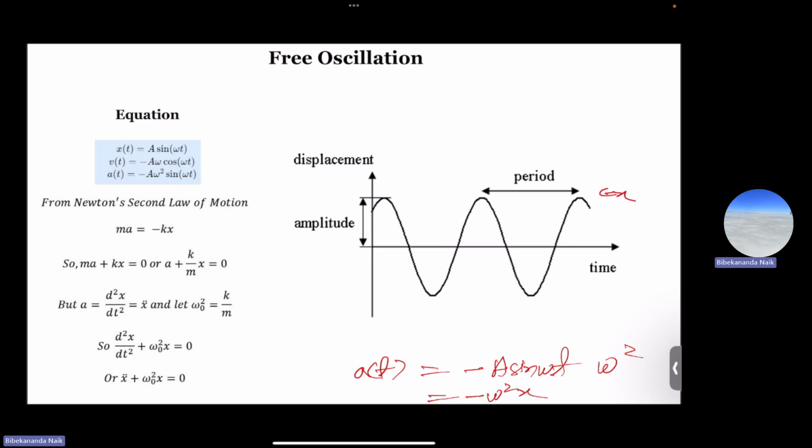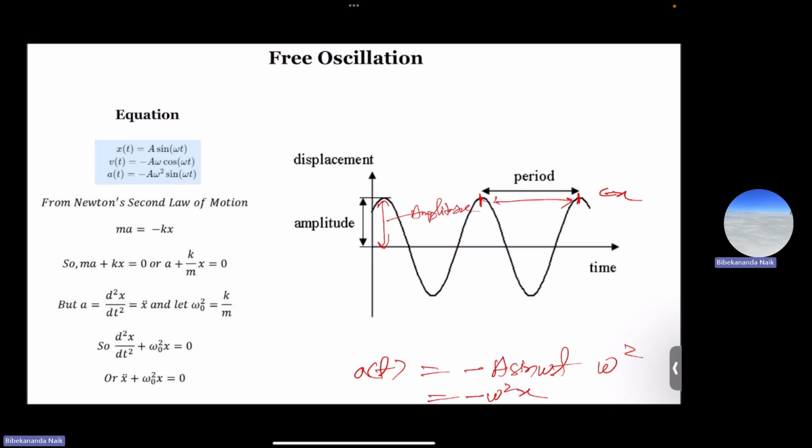So what is the time period? The time period is from one maximum to another maximum. So this is the overall time period. What is the amplitude? The maximum value of the quantity. This is the amplitude. So this is A.